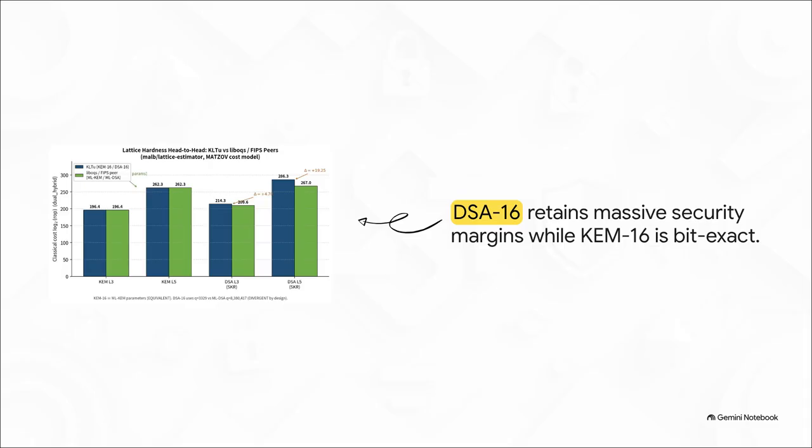And this brilliantly illustrates how secure this unified approach really is. When you run the lattice hardness head-to-head, KEM 16 is bit exact to the ML-KEM standard. We're talking a literal 0.00 difference in classical lattice cost. And for the signatures, DSA 16 diverges slightly by design to use that 16-bit ring, but it still retains incredibly robust secret key recovery margins. We are talking margins exceeding 214 bits at level 3 and 286 bits at level 5. That safely and easily exceeds all commercial requirements.